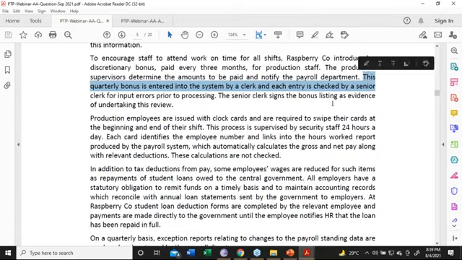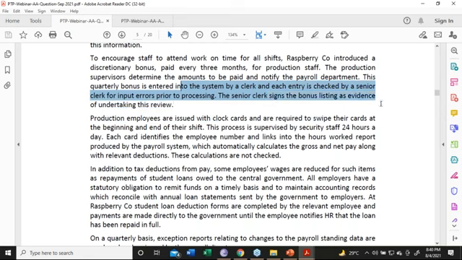Okay, this quarterly bonus is entered into the system by a clerk, and each entry is checked by a senior clerk for input errors prior to processing. The senior clerk signs the bonus listing as evidence of undertaking the review. Is this a poor control or a key control? The quarterly production bonus is input by the clerk into the payroll system, but each entry is checked by the senior clerk, who also signs it to make sure there is evidence that he or she has performed the review. Is this a key control or a poor control?